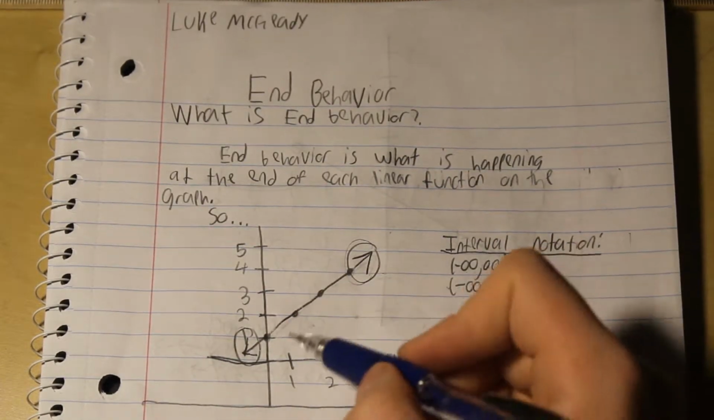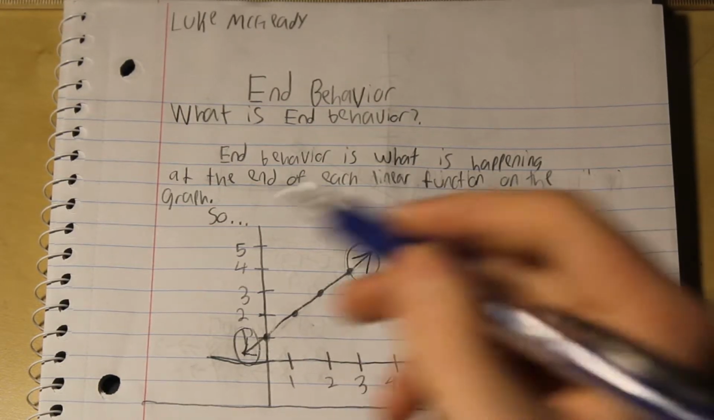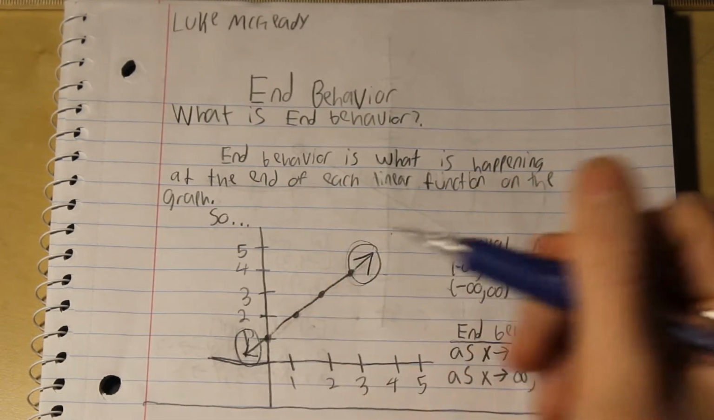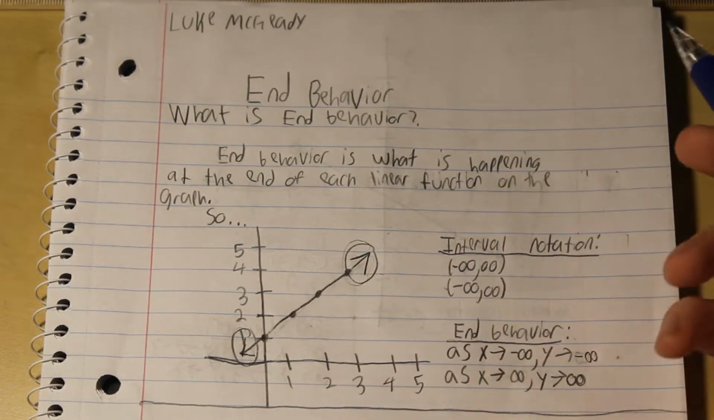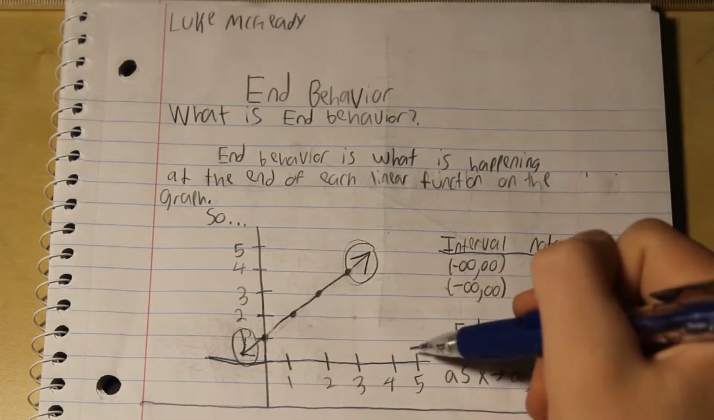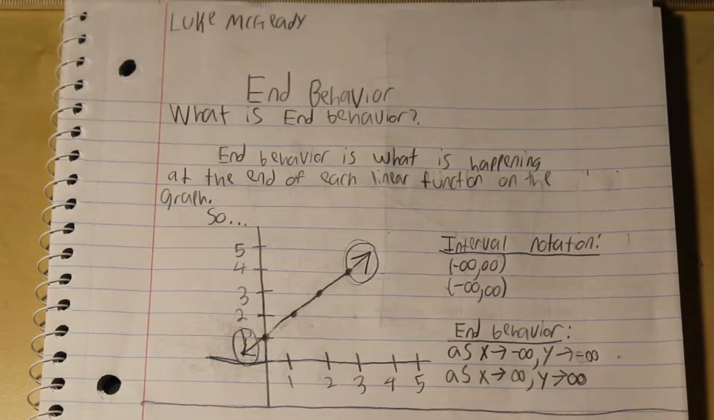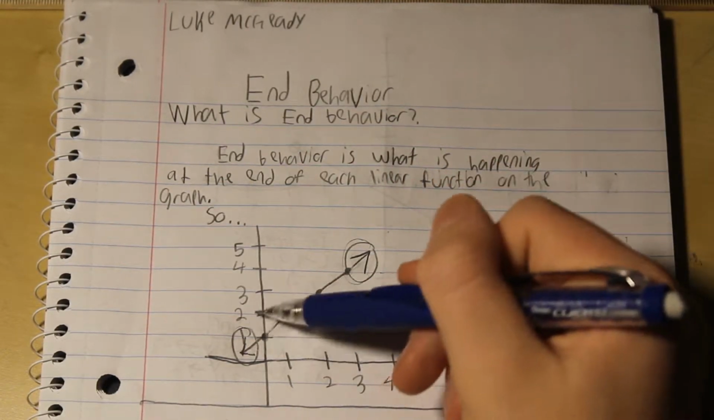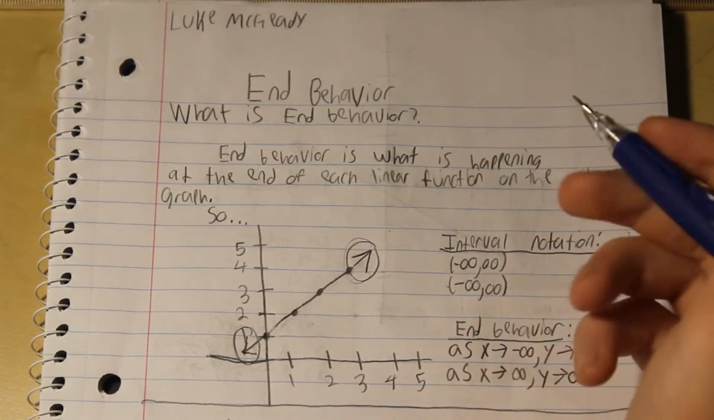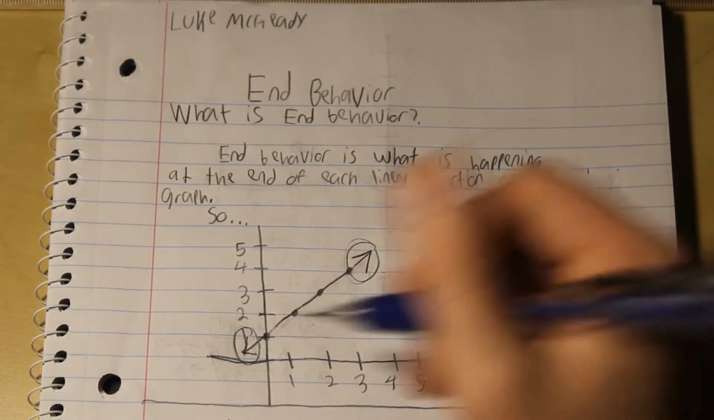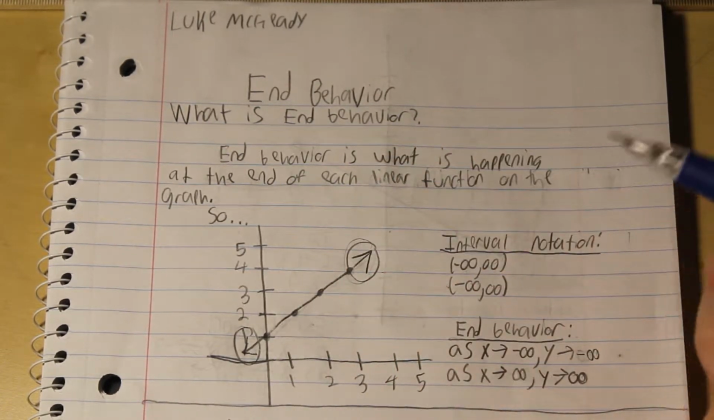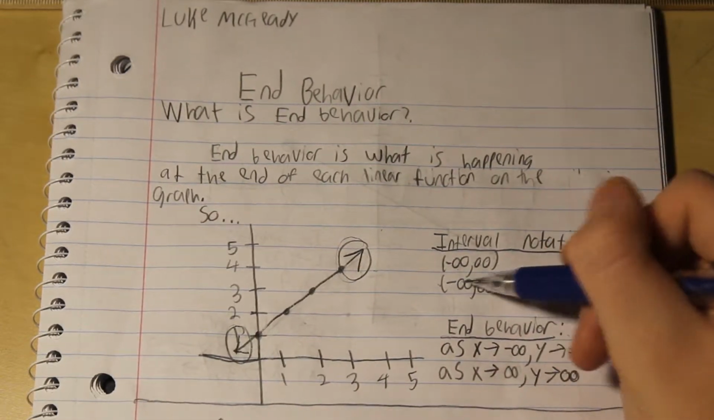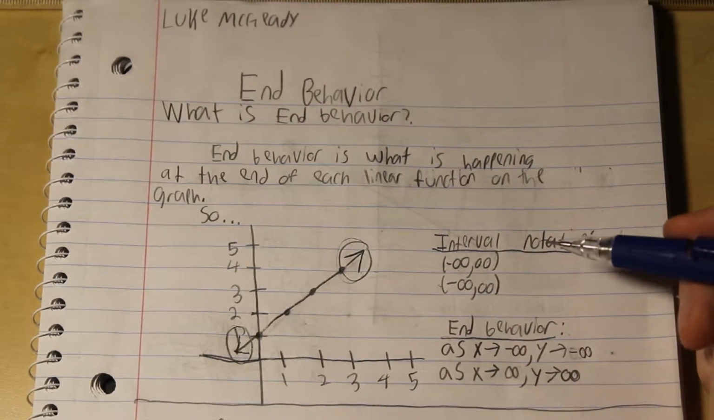So the domain for this would be negative infinity, because it's constantly moving left on the x-axis, and positive infinity means it's constantly moving right on the x-axis. And for range, you do the same thing, except for up and down. So it is constantly moving down on the y-axis, and it's constantly moving up on the y-axis as well. So we would have negative infinity and infinity for our range as well.